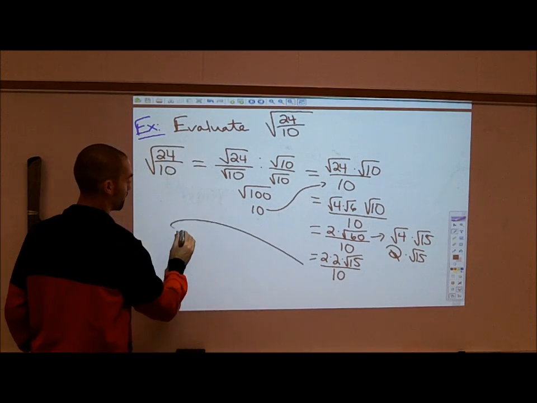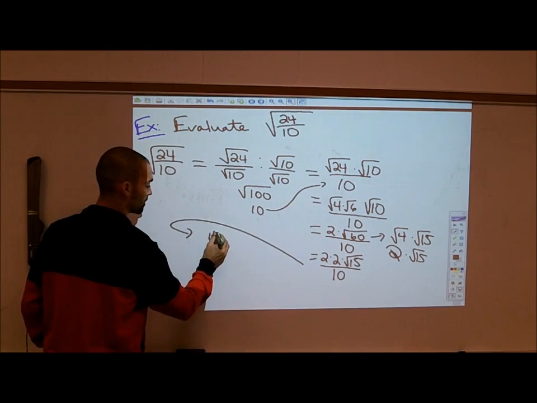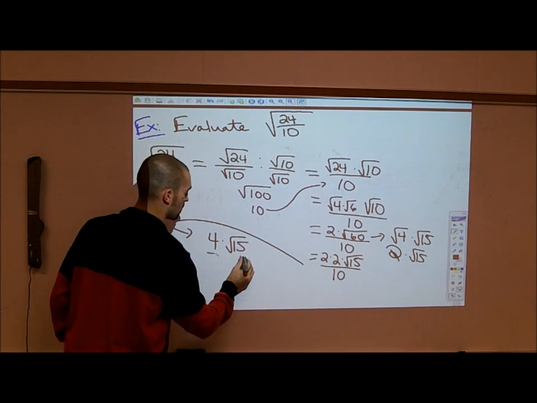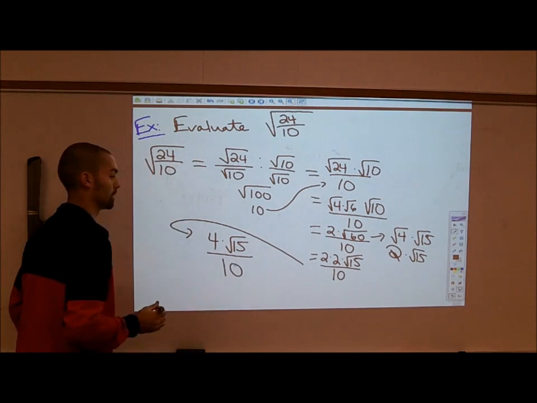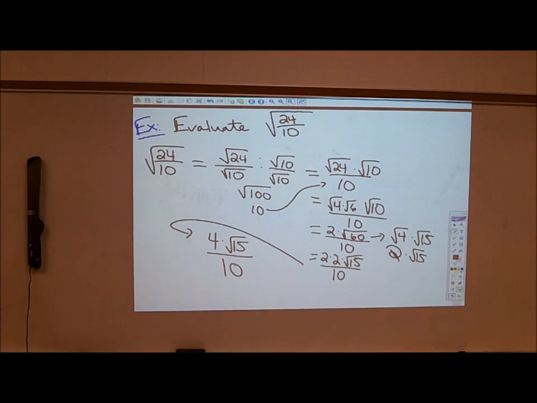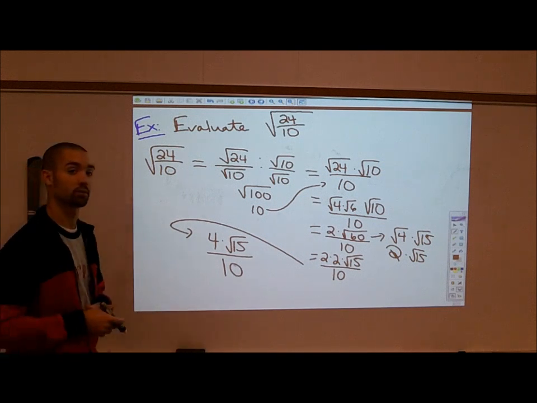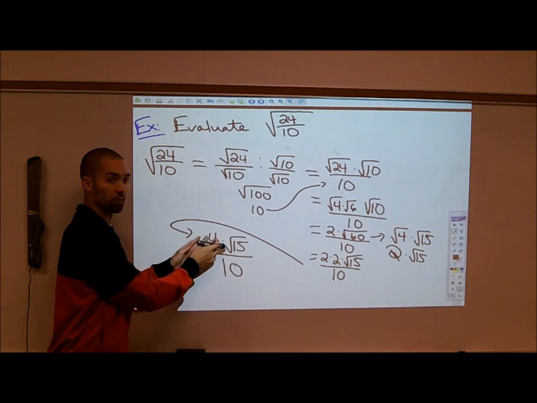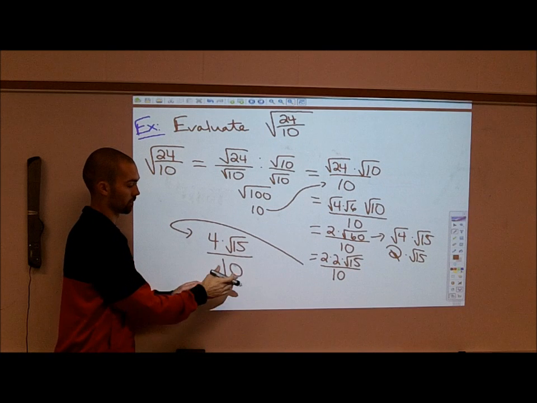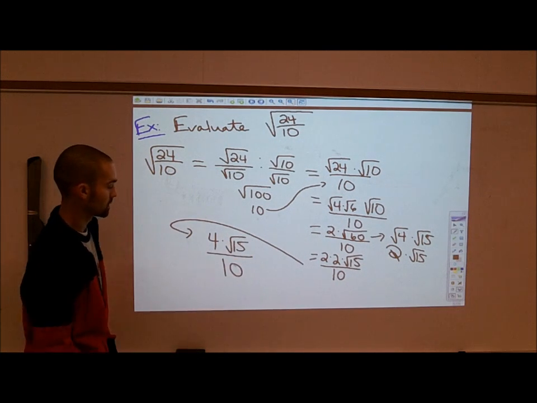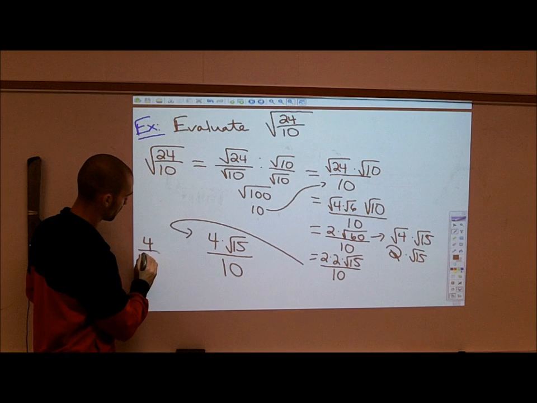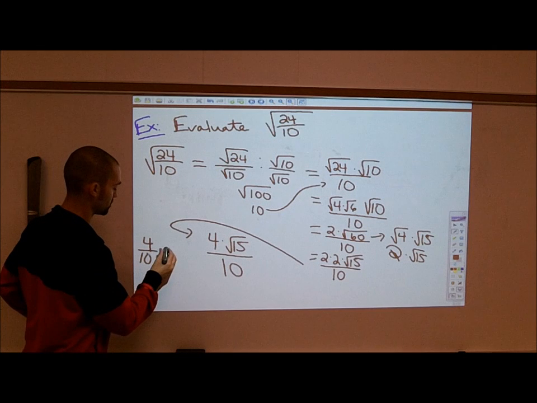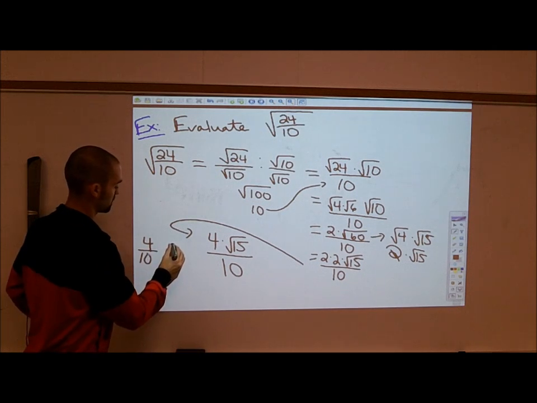I'm going to move this over here. It's going to be 4 times the square root of 15 over 10. Okay? And there's one more simplification we can do. Again, we look at the numbers on the outside, because those we can manipulate together. Well, if you hit that square root of 15, you would see 4 over 10. Well, that's a fraction we can simplify down into 2/5.